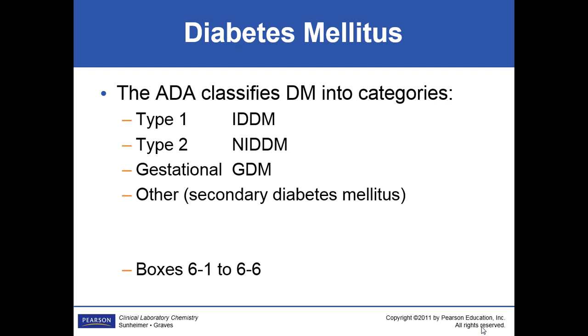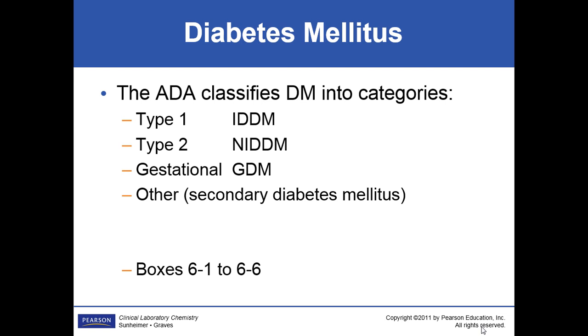Type 2 is non-insulin dependent diabetes mellitus. Means they have insulin, they either don't have enough of it, the pancreas isn't making enough of it, or it's not doing its job. It's not efficient at breaking down the glucose. Okay? And there again, that could be at any time, but it's generally in your older people. Although we're seeing it in younger and younger people.